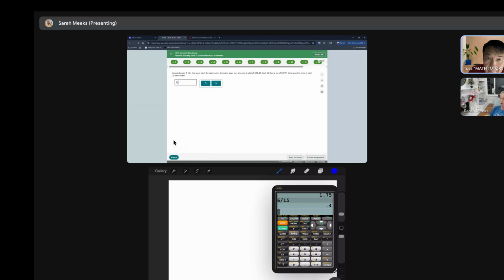Oh, I know what we can do. So basically, we do point 70 times 6. And then whatever you get for that, you take it off of 92.40. So basically, $4.20 off of 92.40, and then you divide that number that you just got by 6.